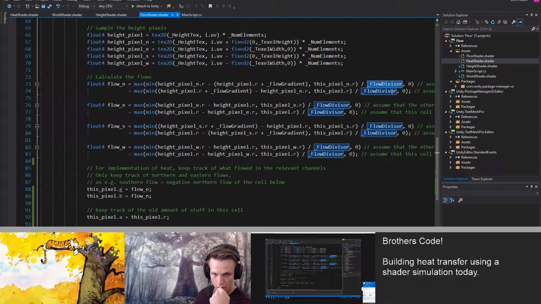Yes. Okay. So that seems right to me. Which means then when we actually take the flows, we assign them into G and B. A is the amount that we had before. R is updated to have the inflow values computed. Wait, hold on. Those are inflows. G is an inflow.